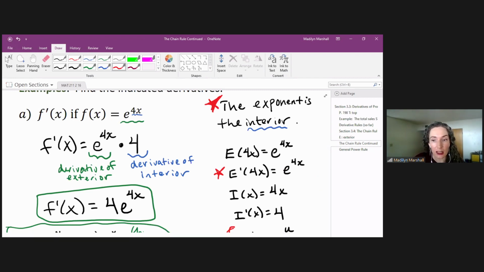So we are out of time, so we're gonna continue practicing the chain rule at the beginning of class on Thursday, and then we're gonna do section 3.6. So we're gonna skip 3.5. That's the plan.